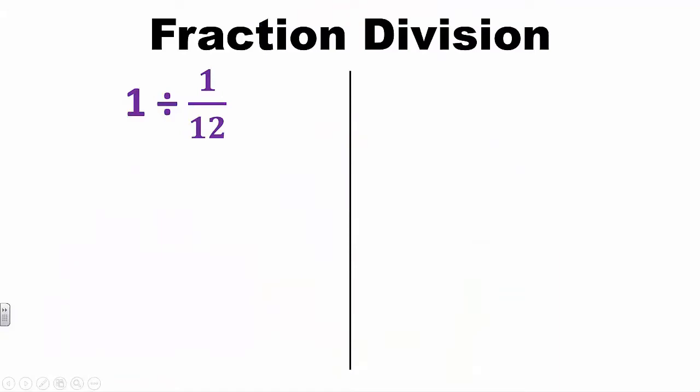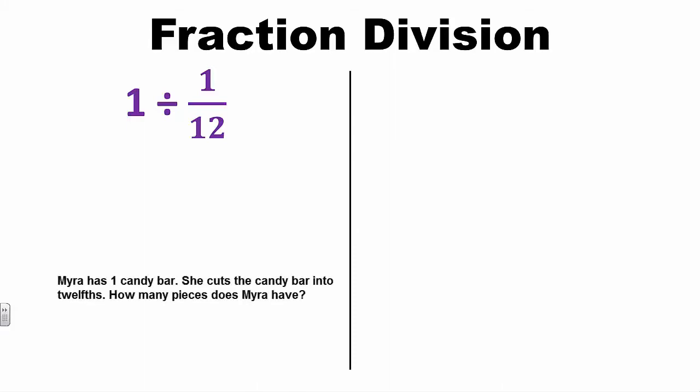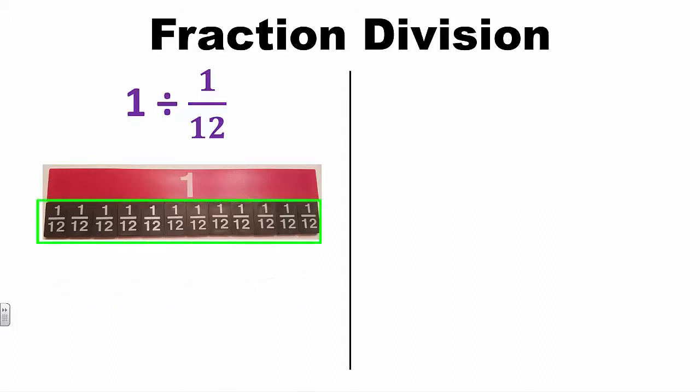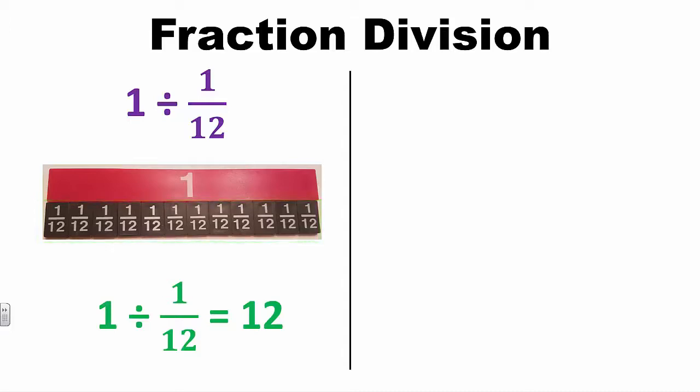Let's start by looking at the example 1 divided by 1/12. Consider this problem context. Myra has one candy bar. She cuts the candy bar into 12ths. How many pieces does Myra have? Myra has 12 pieces because one candy bar divided by 1/12 equals 12 pieces.